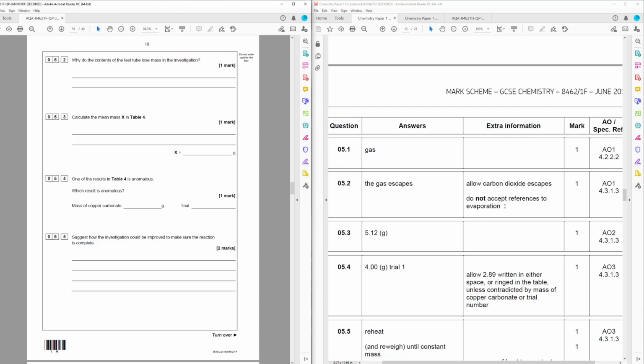Just look out, when it says things like don't accept references to evaporation, because that's not really what's happening. It's a new product that's forming. It's a chemical reaction. It's not a change of state because you just heated it up.